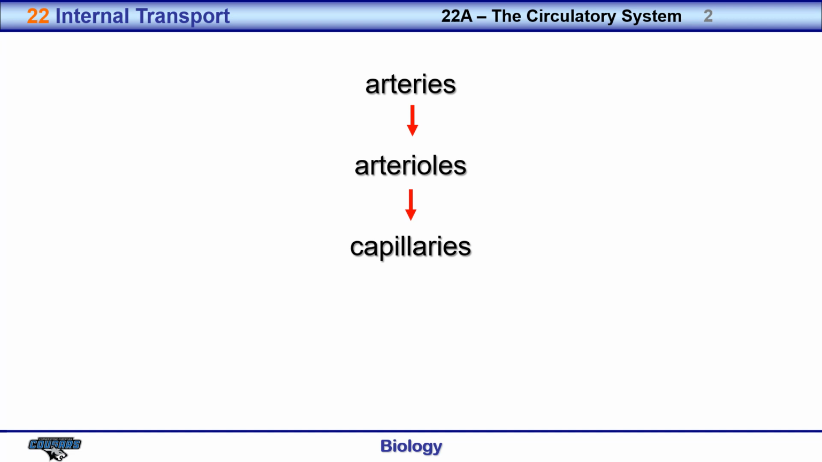The capillaries then merge to form the venules, which are like little tiny veins, and as they join together they become larger, and we have veins. So blood leaves the heart in arteries, and as the arteries get smaller and smaller, we call them arterioles. Eventually we get down to the capillaries, the smallest vessels, and then these capillaries on the other end join together to make venules, and then eventually veins.